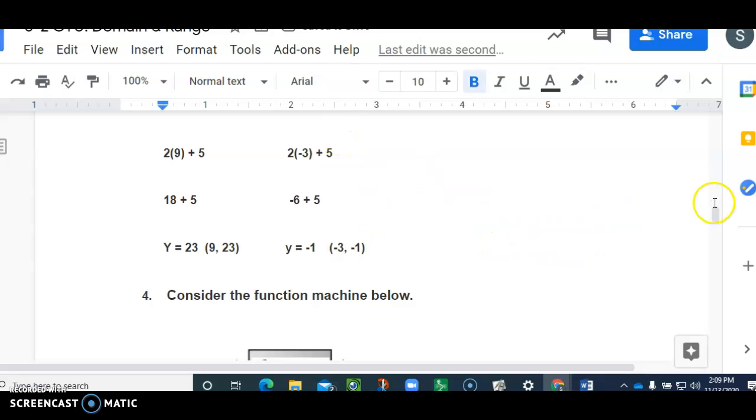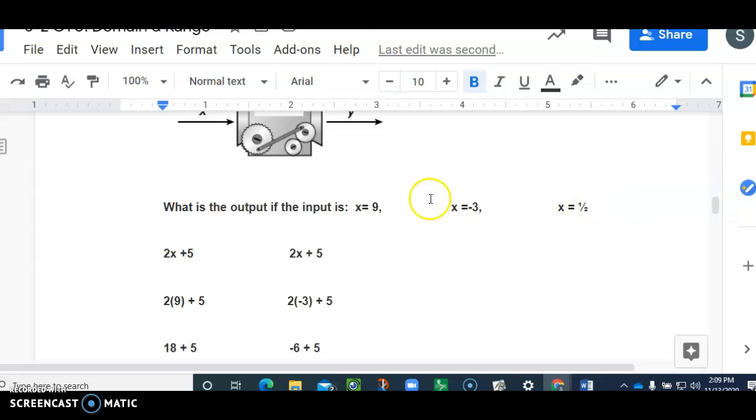You substitute the value of your x, which is your input, into the equation, into the expression that they gave me, into the function machine, and then you work it out. Okay, next, what if my x is 1/2? The last one. What if my x is 1/2?